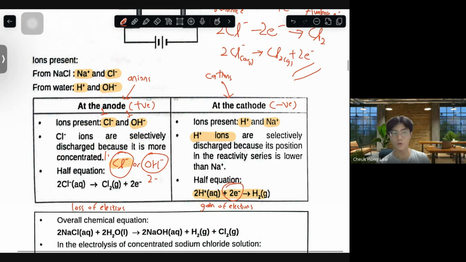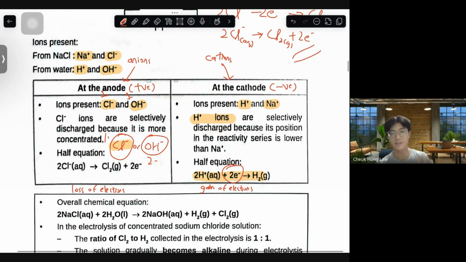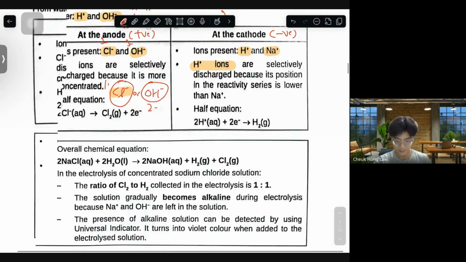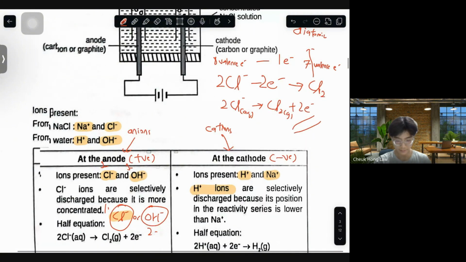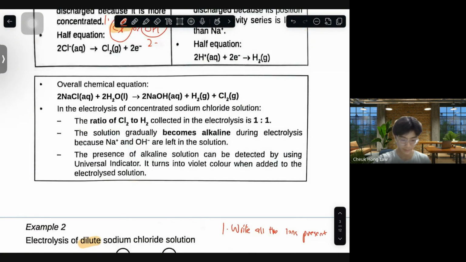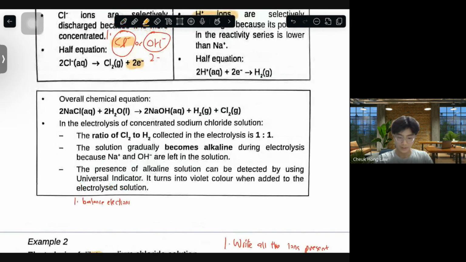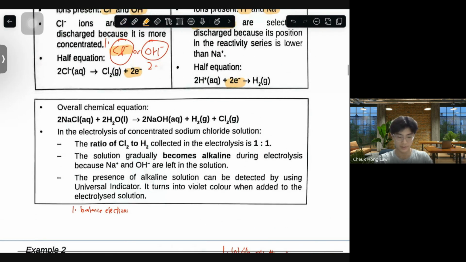Now moving on to the overall chemical equation. Now this one is slightly tricky, okay? Let me erase all this first. Where shall I write this? I write here. First step, balance electrons. The first step is always the same: you balance the electrons. Oh, just nice. It's already balanced for me, right? 2 electrons and 2 electrons.